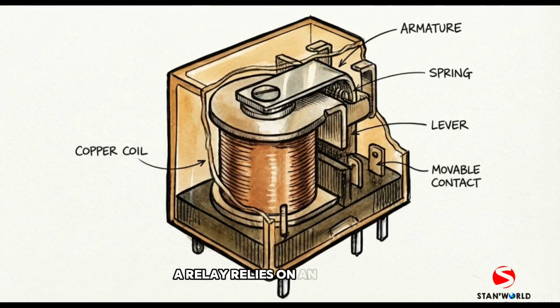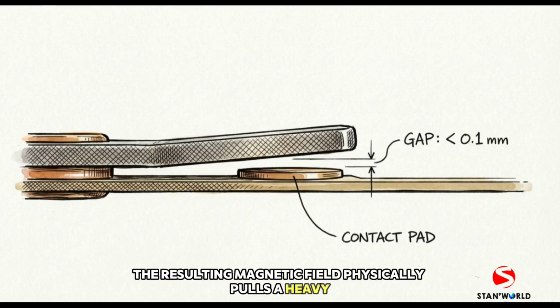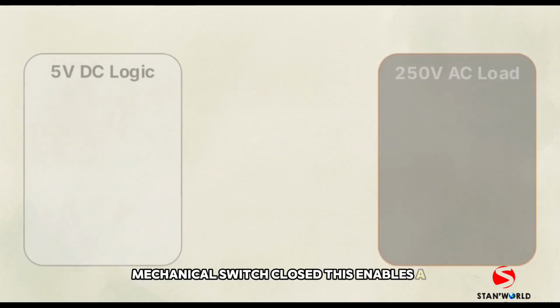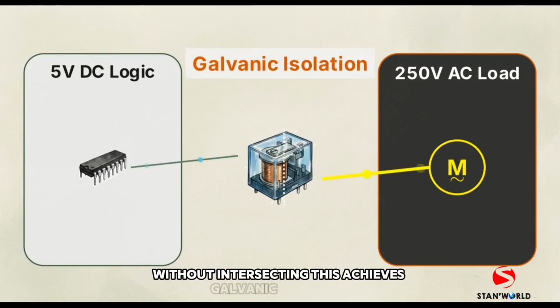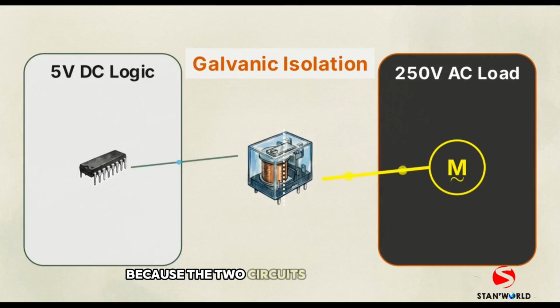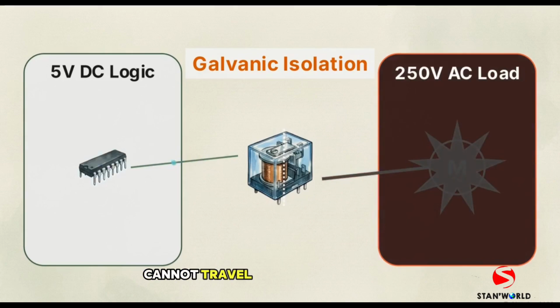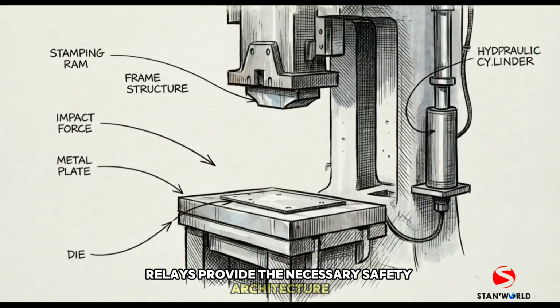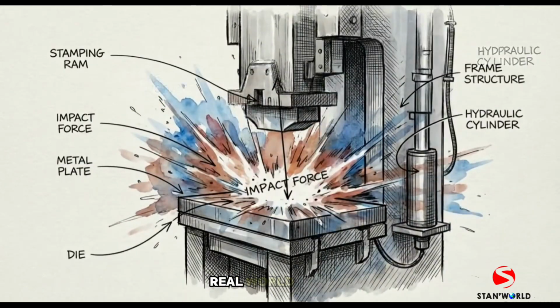A relay relies on an internal electromagnet. When a tiny input signal energizes a wire coil, the resulting magnetic field physically pulls a heavy mechanical switch closed. This enables a safe 5-volt DC logic circuit to actuate a lethal 250-volt AC load without intersecting. This achieves galvanic isolation. Because the two circuits never physically touch, a catastrophic blowout on the heavy power side cannot travel backward to destroy delicate logic chips. Relays provide the necessary safety architecture, acting as the muscle that allows microscopic logic to safely command massive real-world physics.